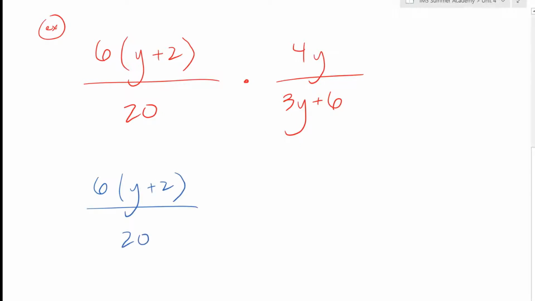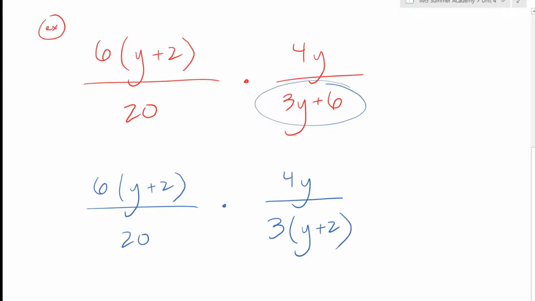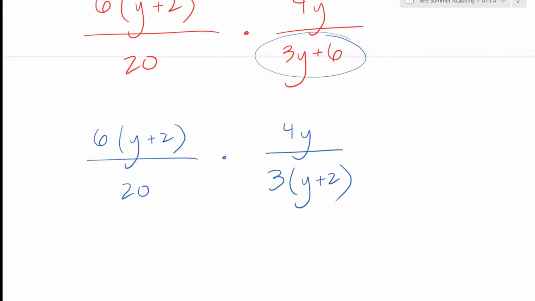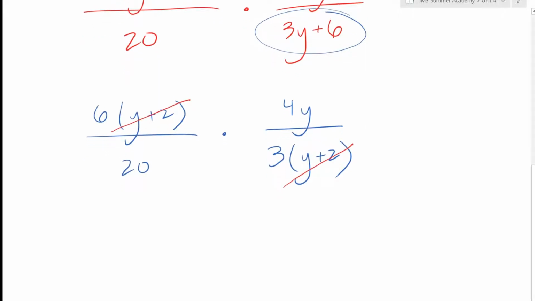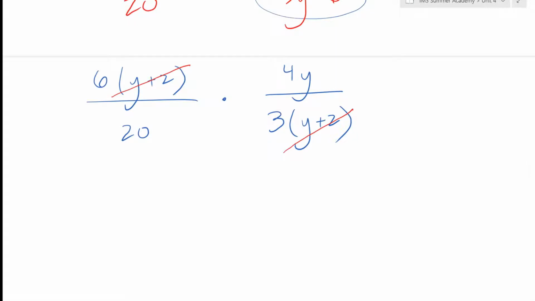I can't do anything to the 20 or the 4y, but on the bottom here, I can factor out a 3, leaving me with 3 times y plus 2. And if I start looking at this, now stuff can cancel, because I have a y plus 2 chunk on bottom and a y plus 2 chunk on top. Those cancel. And if I keep looking, I'm going to see if I can simplify some stuff. So 6 over 20, those numbers do reduce as well, both divided by 2. So 6 divided by 2 is a 3, and 20 divided by 2 is a 10.